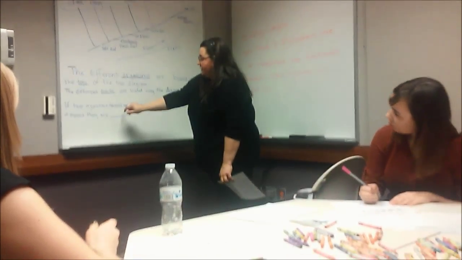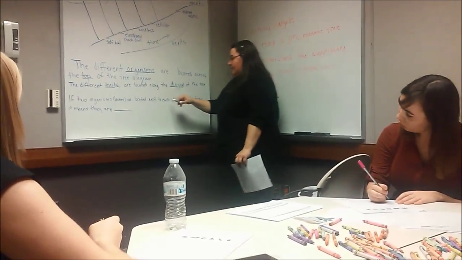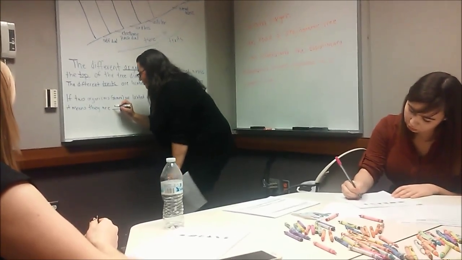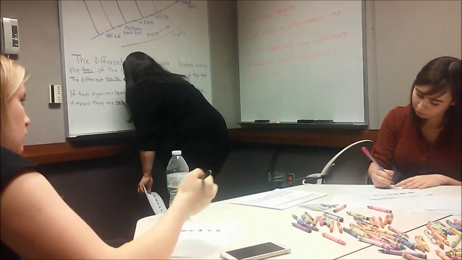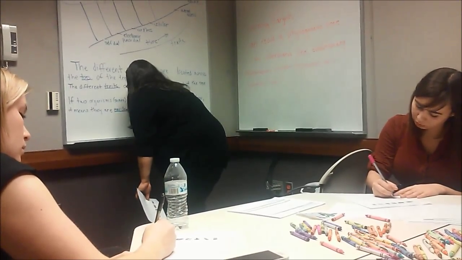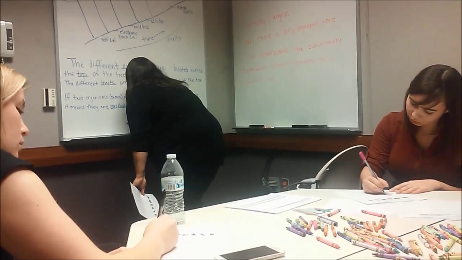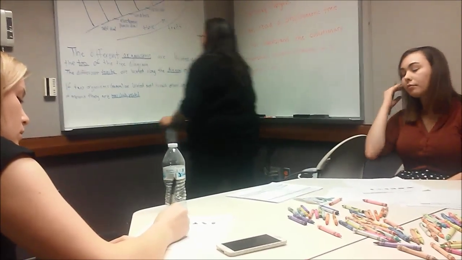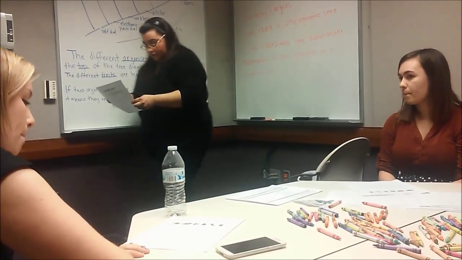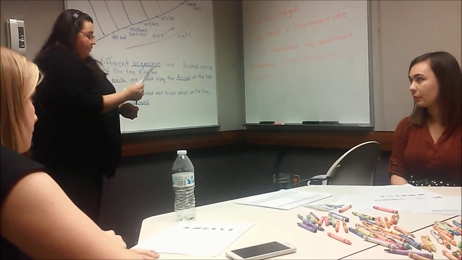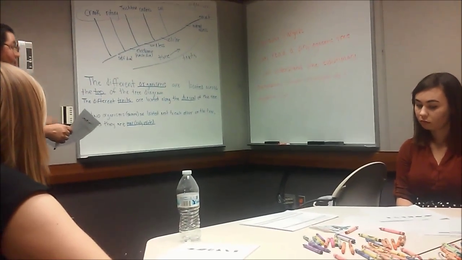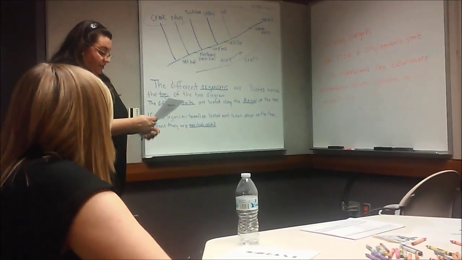So if two organisms, phones, are located next to each other on the tree, it means that they are more closely related because they share more traits. So when a new trait appears, every organism that evolved after that point possesses that trait. We've already established that. So maybe we can go over these questions on here.